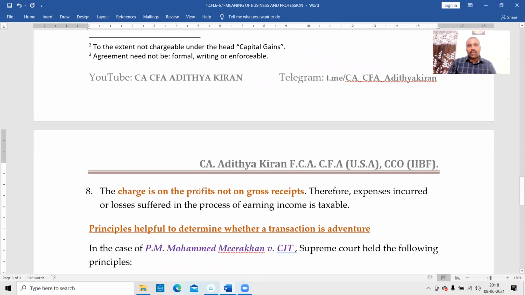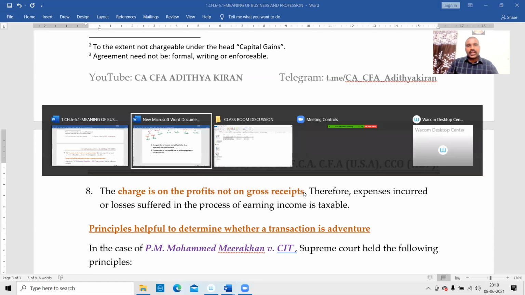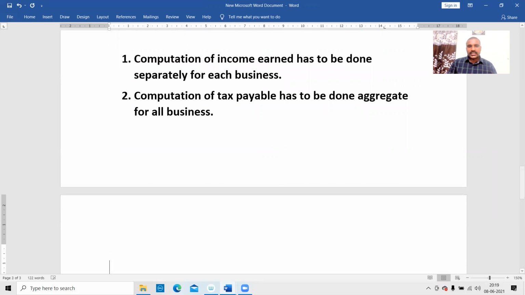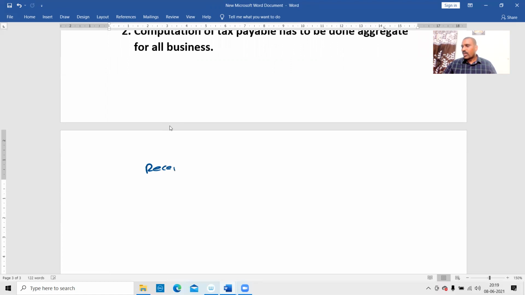The charge is on the profits, not on gross receipts. This is the biggest advantage of this business head of income. That means entire receipts are not taxable. Out of that, you can claim the expenses and losses. Sections 30 to 36 contain general deductions, and section 37 the special deduction. So from the receipt, we can deduct the deductions under sections 30 to 36, minus section 37.